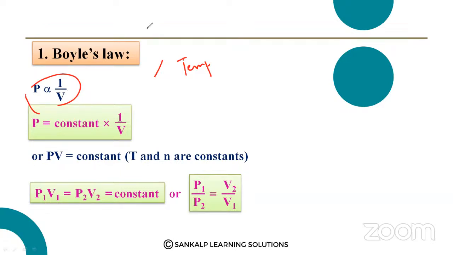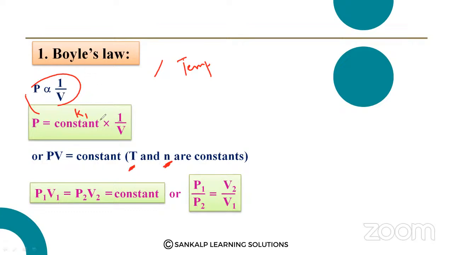You can take the constant as K1 into 1 by V, or PV is equal to constant, when T, that is temperature, and amount or number of moles are constant. So P1 V1 is equal to P2 V2 is equal to constant. So it depends on the amount of gas, and it depends upon the temperature of the gas.